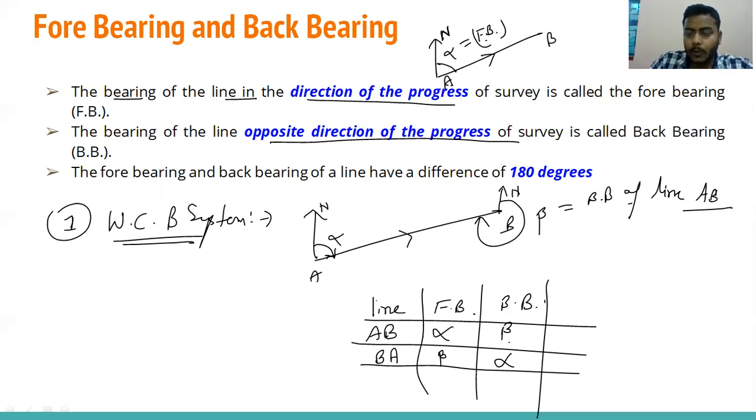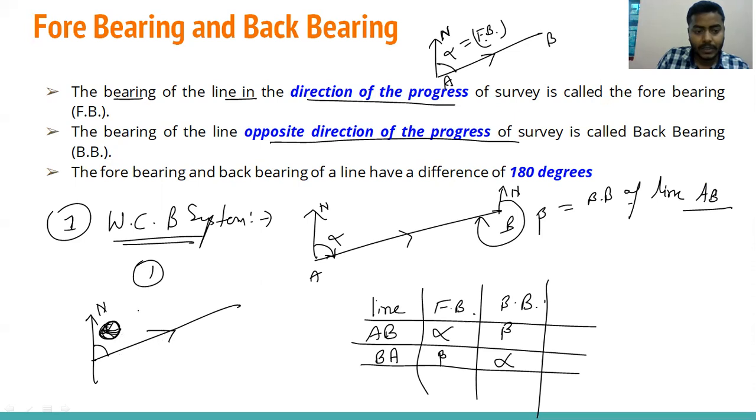Always you have to follow, for a line, you have to take the reference, that is north, and suppose this is angle alpha, or suppose this angle theta, right? So you have to see what is the progress of work. I'm discussing the two cases. Suppose this case. Suppose progress of work is like this. So here theta will be forebearing.